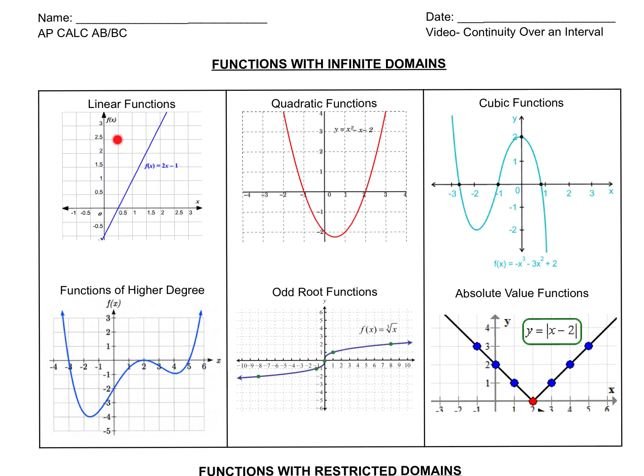We have linear functions, quadratic, cubic, functions of higher degree. These are like polynomial functions. This one is x to the 4th or something of that nature, odd root functions, and absolute value functions.